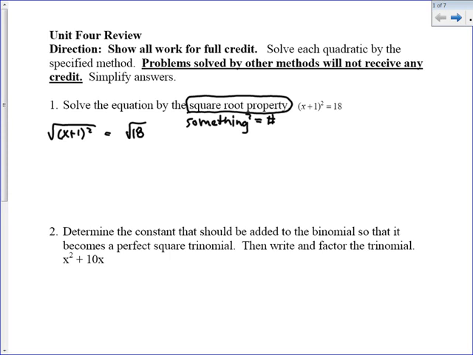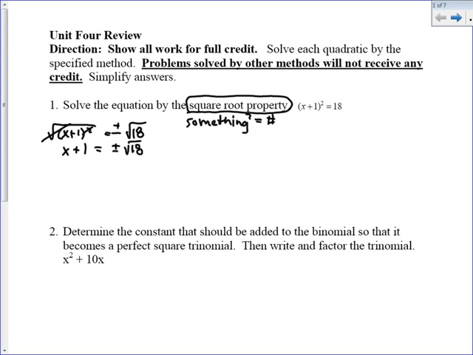But what else do I need in front of the square root of 18? Plus or minus. Or else I lose half my answer. So square root property always has that plus or minus. The square root and the squared will cancel on the left. That's why we use the square root property. So I get x plus 1 equals plus or minus the square root of 18.